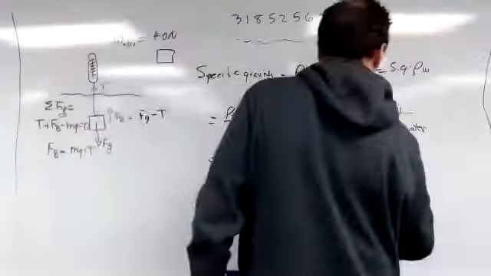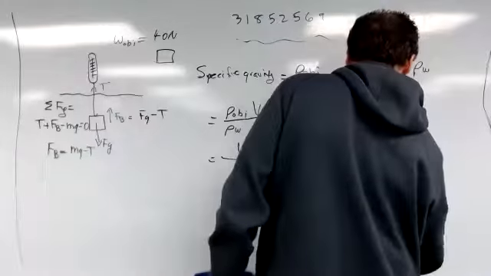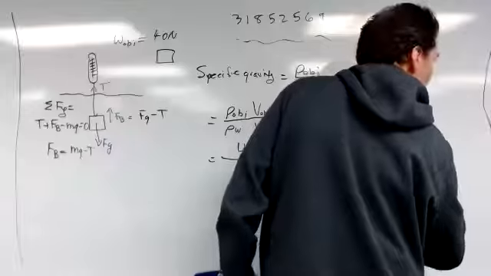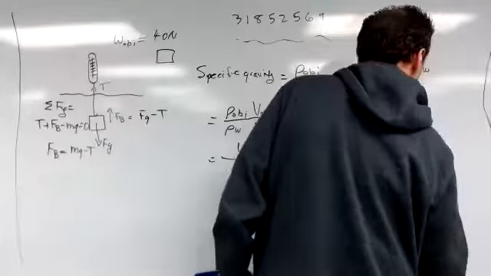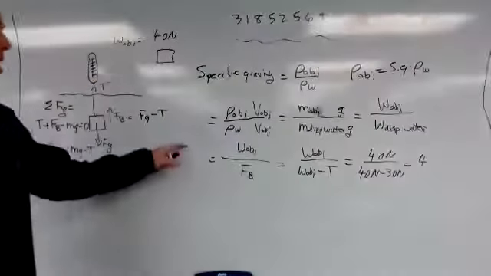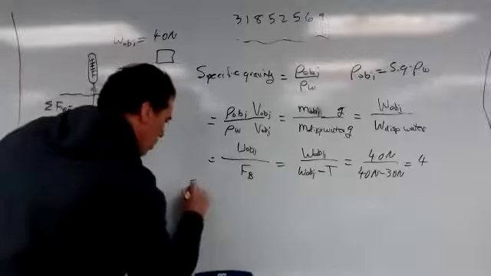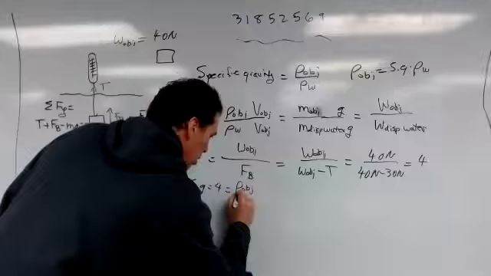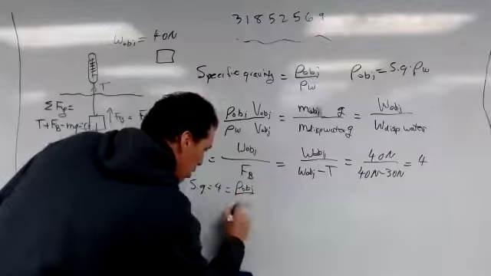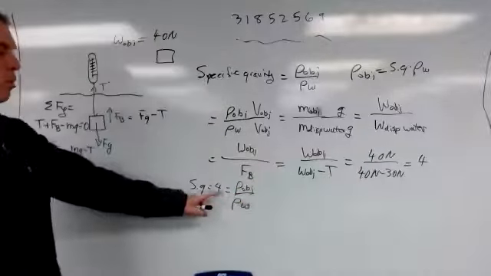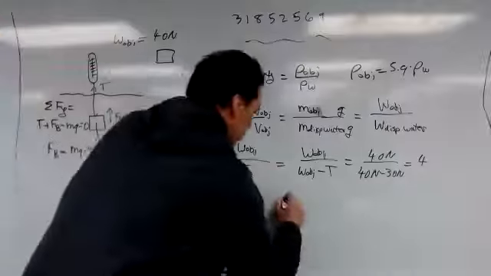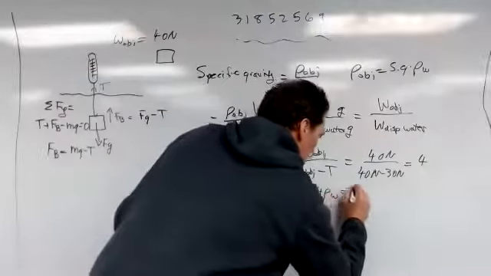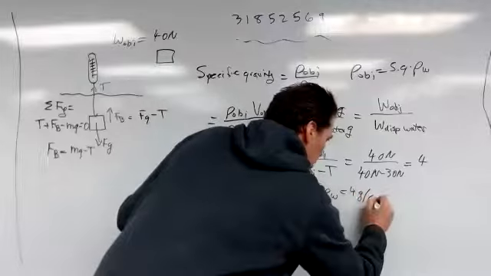And so this is equal to 40 newtons over 40 newtons minus 30 newtons, which is 4. And so the specific gravity is 4, which is just the density of the object over the density of water. And so the density of the object is 4 times the density of water, which is 4 grams per centimeter cubed.